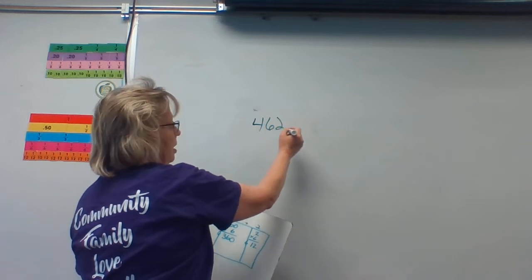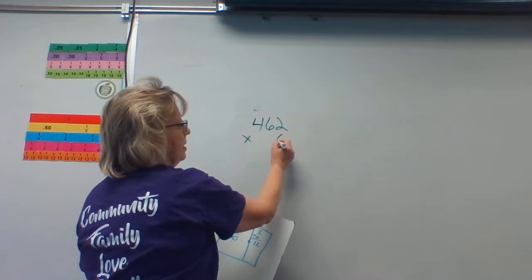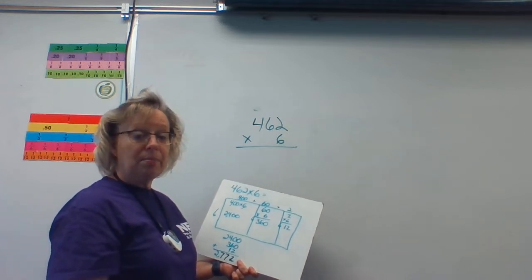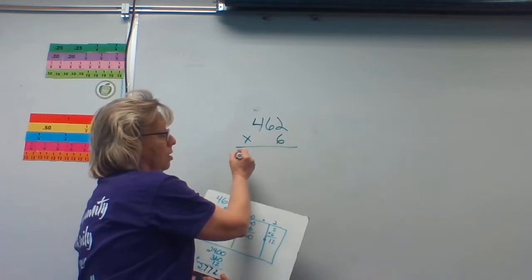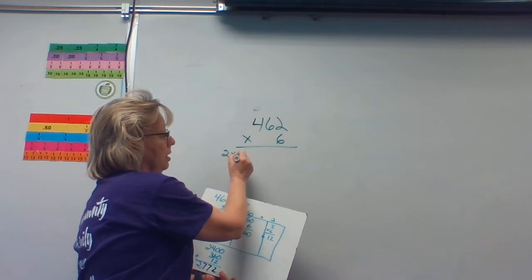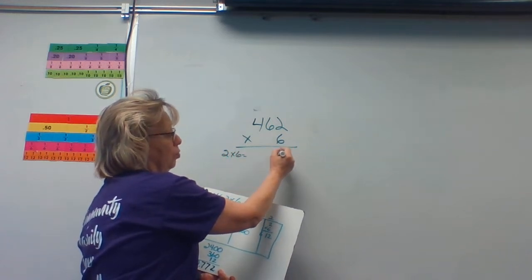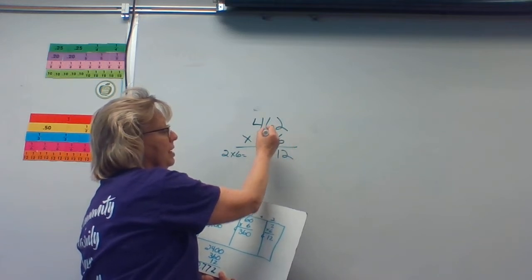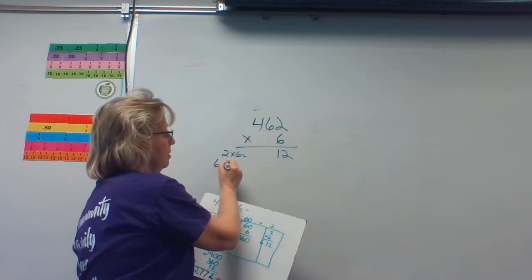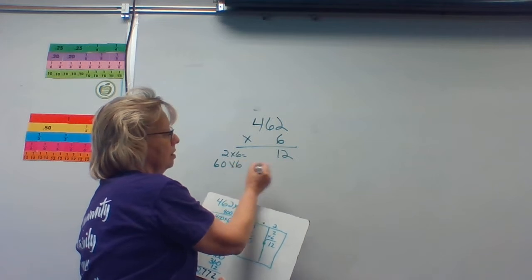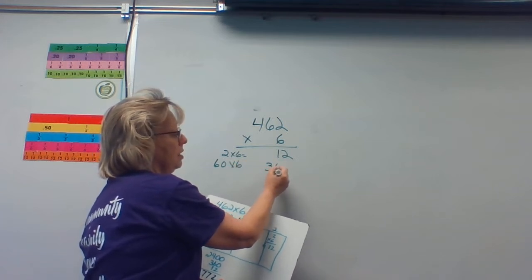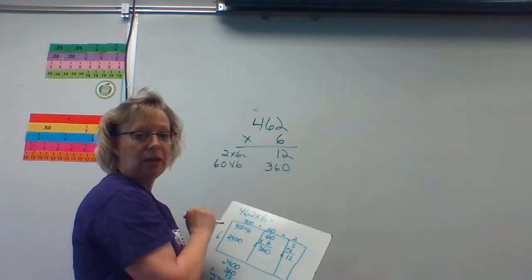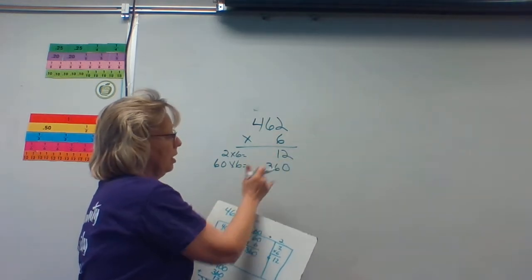462 times 6. Now if I do it as the numbers only model, I know that I can multiply 2 times 6, which is 12. And then this is 6 times 60, which is going to be 360. So I want to make sure I line up my ones and tens place, so give myself enough room over here where my answers are going.